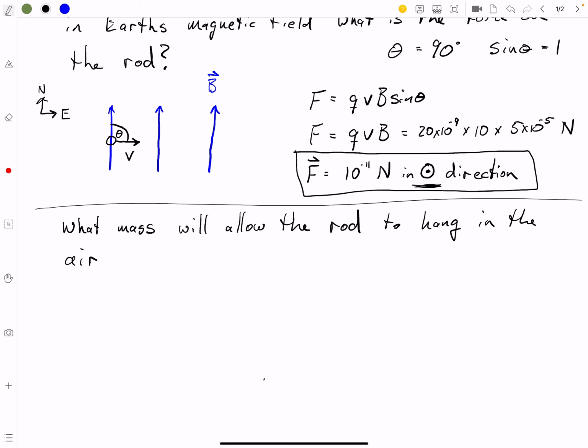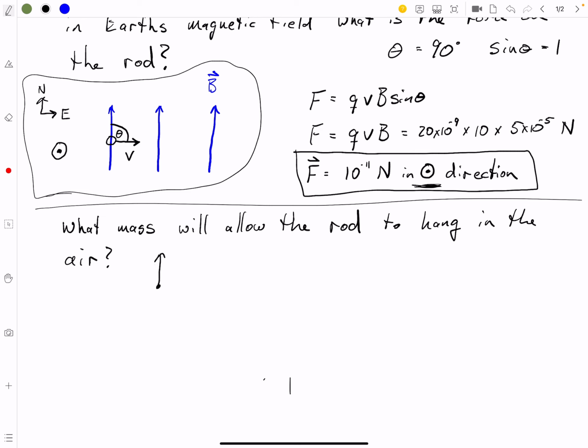So if we were looking at this scene from space, basically from up above, and the force is coming at us, that means it's lifting up out of above the ground. So what is the mass that will allow this rod to hang in the air while it's flying left and right? Okay, so let's draw a free body diagram.